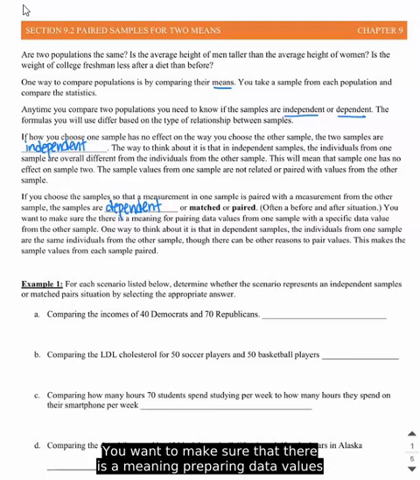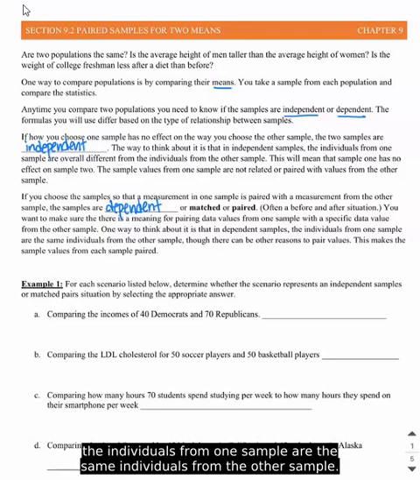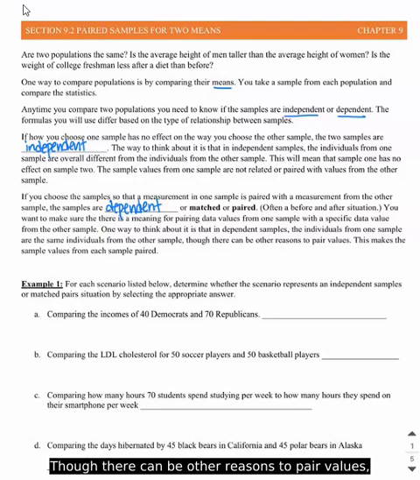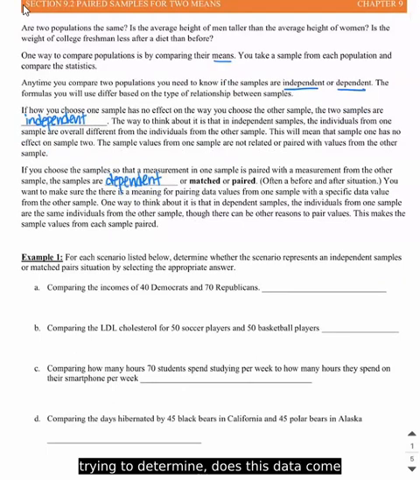So you want to make sure that there is a meaning for pairing data values from one sample with a specific data value from the other sample. One way to think about this is that in dependent samples, the individuals from one sample are the same individuals from the other sample, though there can be other reasons to pair values. This makes the sample values from each sample paired. So what we're going to do is just look at our first example, trying to determine does this data come from independent or dependent or matched paired samples.